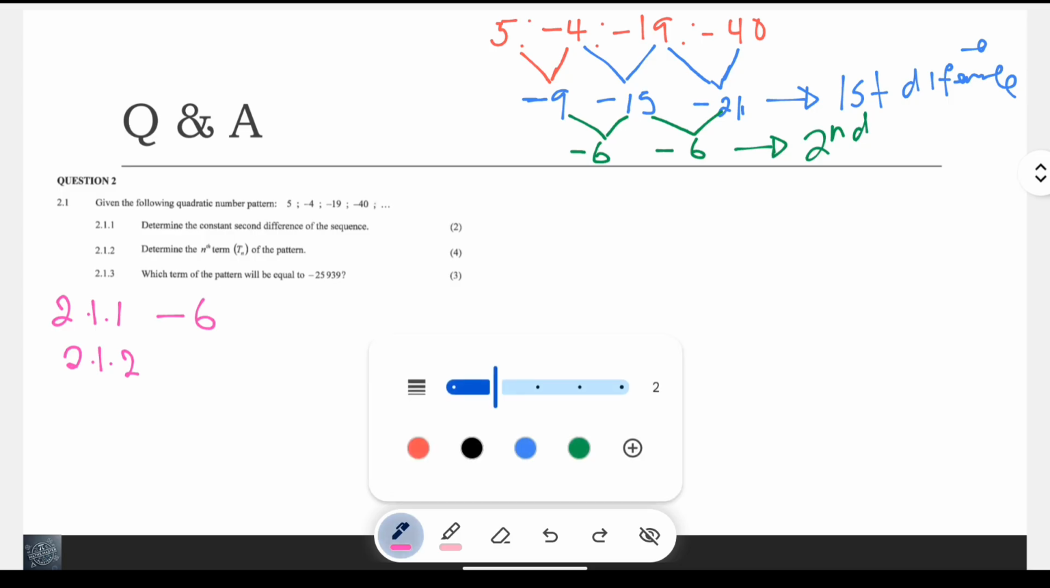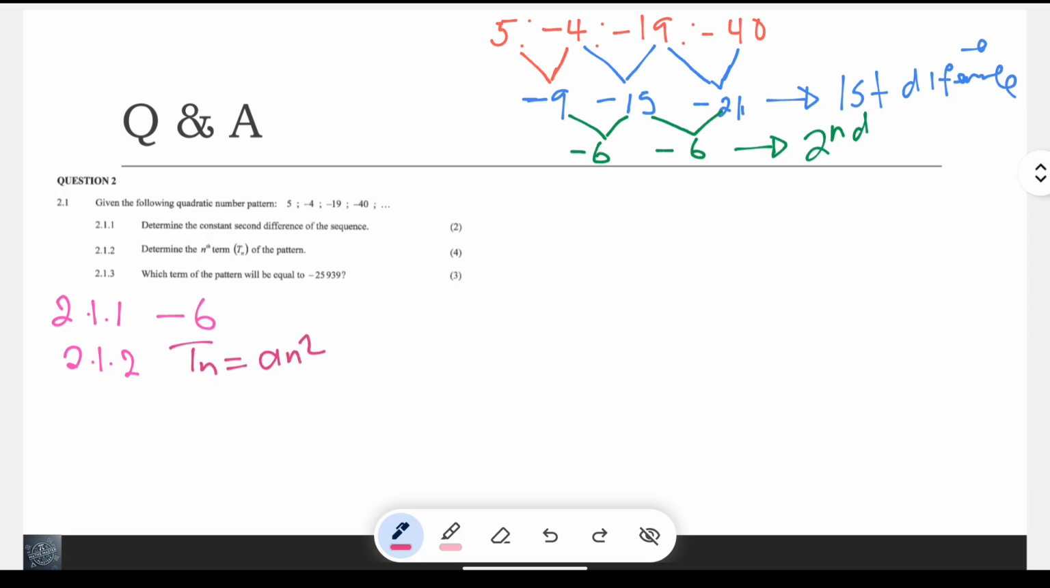How do you calculate the nth term? Here is the general formula for the nth term: Tn equals an squared plus bn plus c. How do we find the value of a? A is equal to half of the second difference. Our second difference is minus 6. You substitute, and then we get minus 3. Am I right? Okay. And then we're going to look for the value of b.